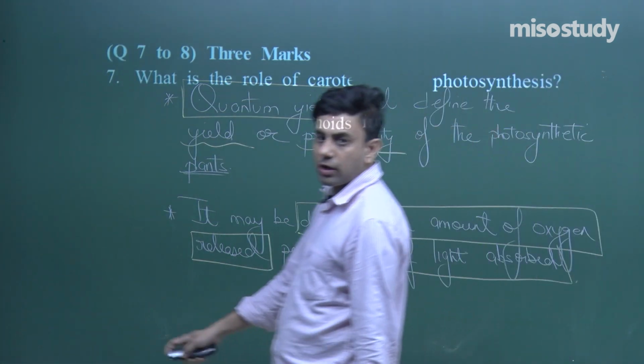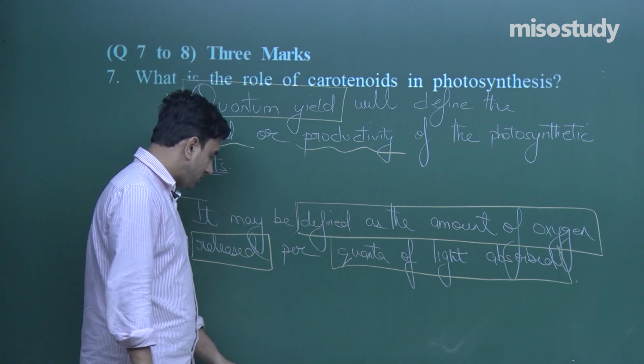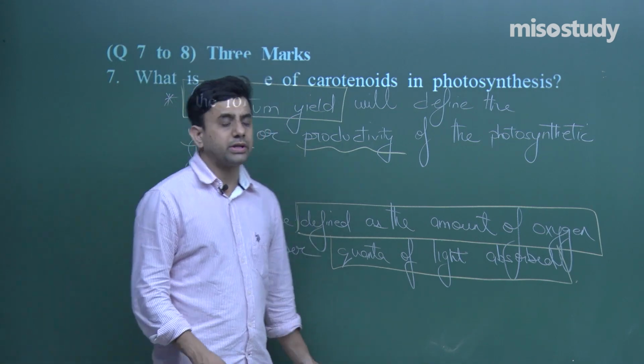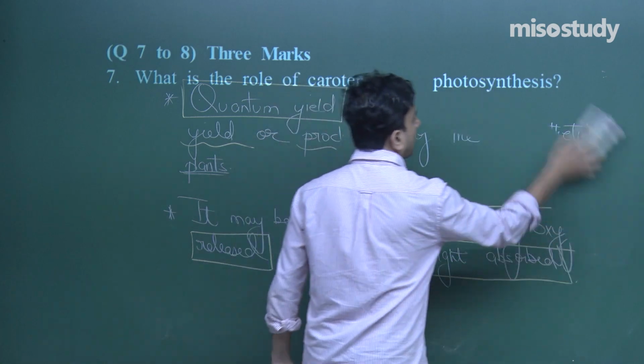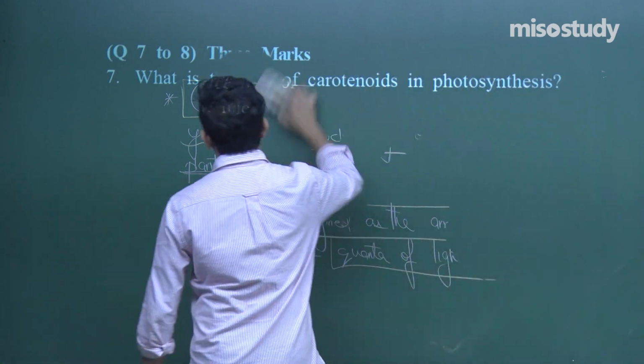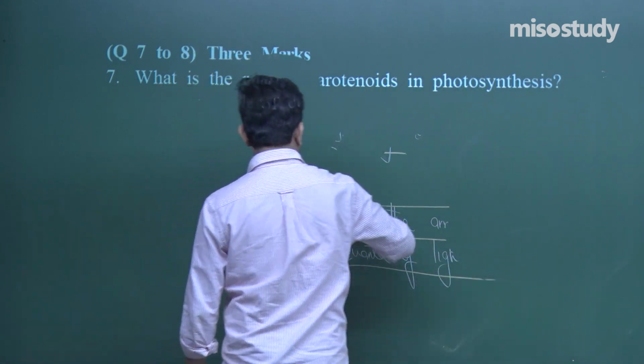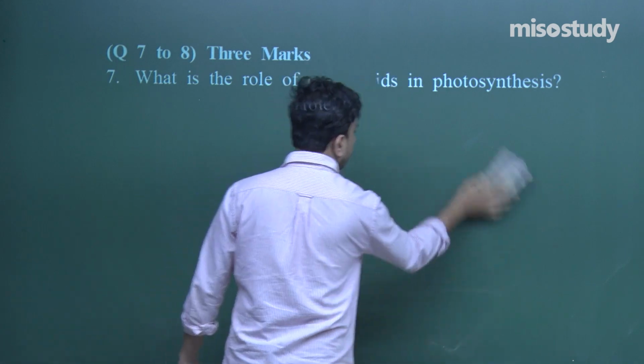Okay friends, I hope you must have noted this down. We were talking about the carotenoids. Carotenoids are the accessory pigments.